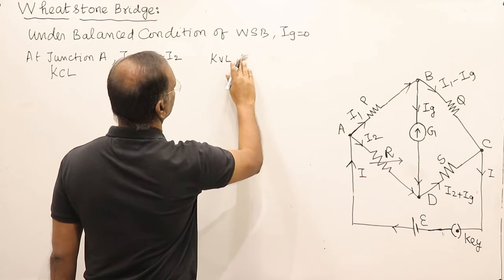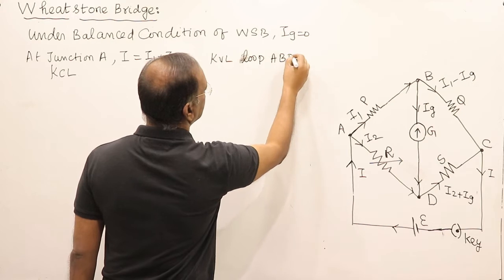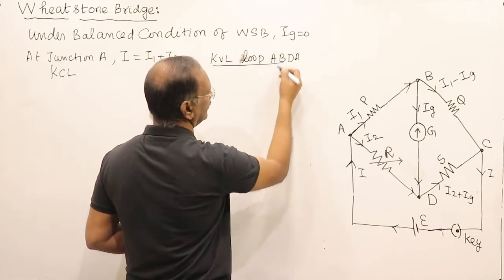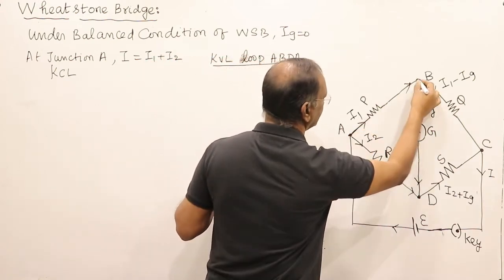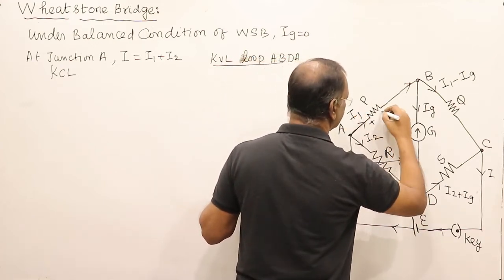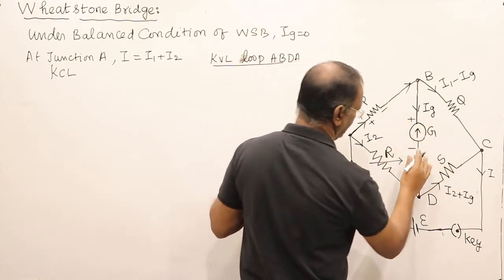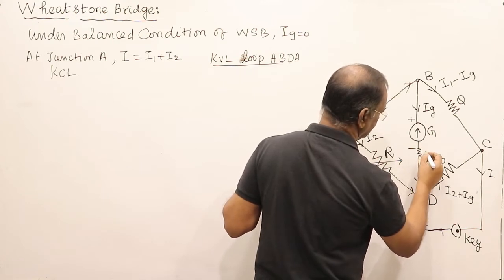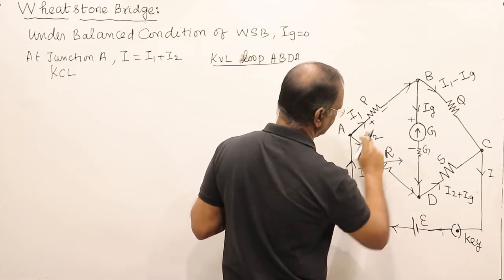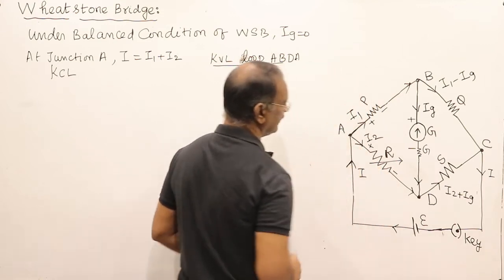across the loop, KVL in the loop A, B, D, A. This branch A, B, D, A. We apply KVL. KVL means what? We are going from here to here, here to here. Since the current is flowing from here to here, this will be positive, this will be negative, where it has a resistance of galvanometer resistance G. And we are coming this way and this way. This side will be positive, this side will be negative because current is flowing from here to here.